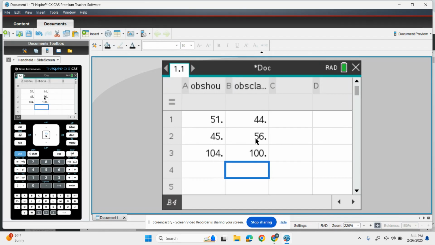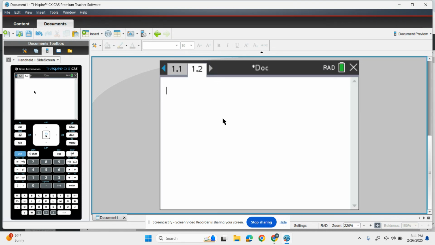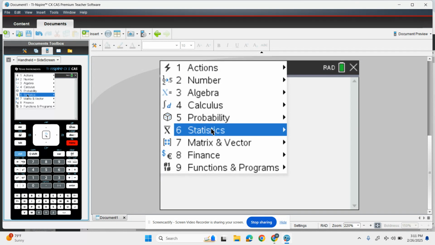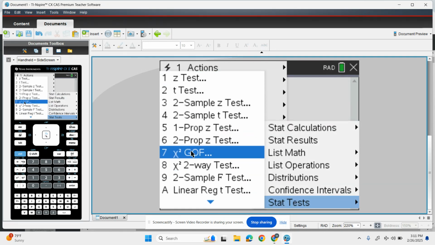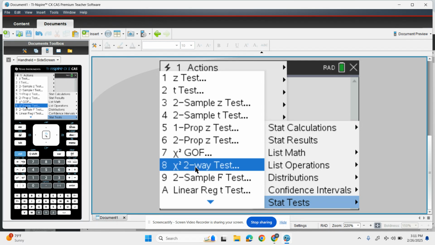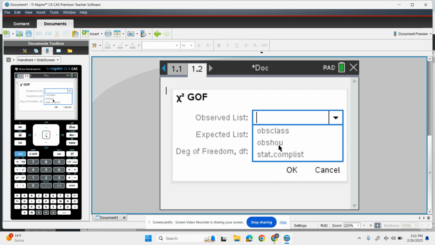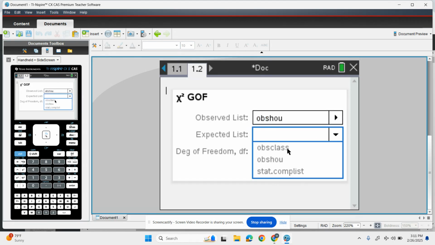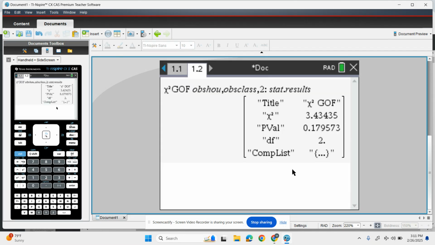All right, now this is how you run a chi-squared goodness of fit test. You do control, and I'm going to go add a calculator. Then I'm going to go to menu, statistics, and notice down here it says stat test. And here there's 2 different chi-squared, GOF, goodness of fit, and two-way. We'll use that for both homogeneity and independence. So I'm going to hit GOF. My observed list was the household. The other one was the class. And then my degrees of freedom, if you remember, was 2. And so I'm going to hit OK. And notice I get my chi-squared statistic. This is your test statistic and your p-value.